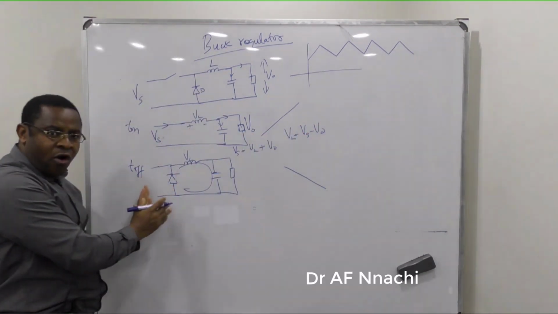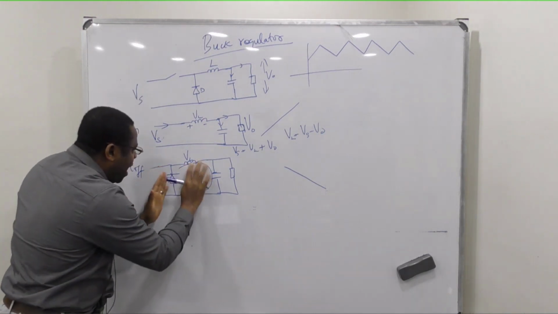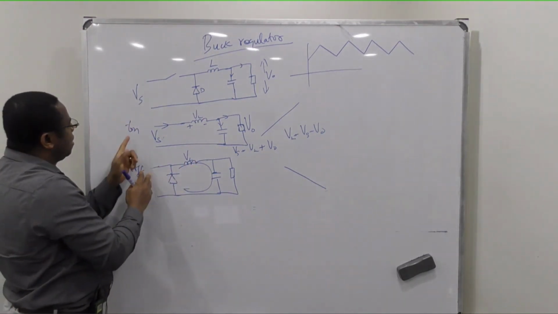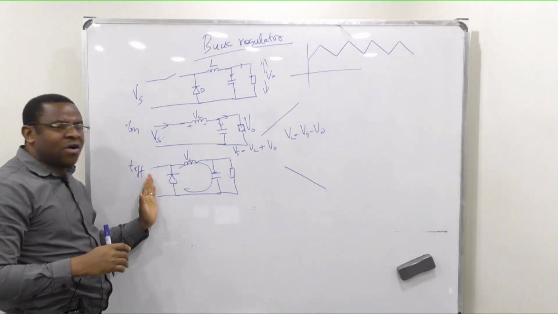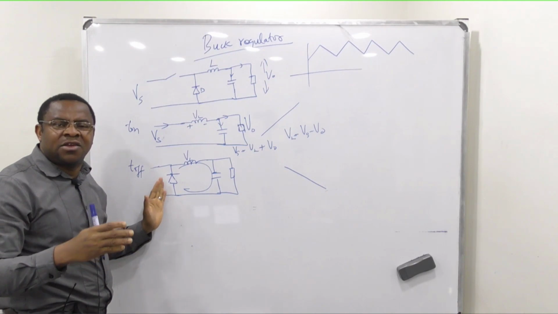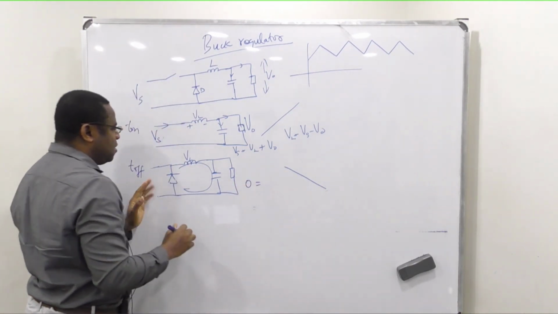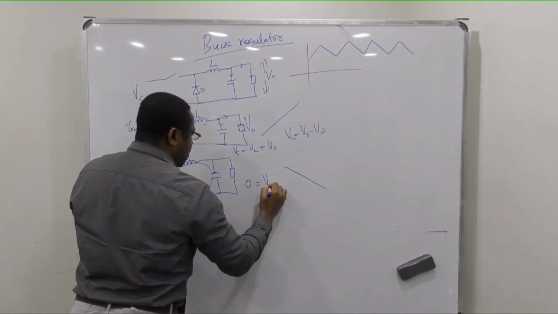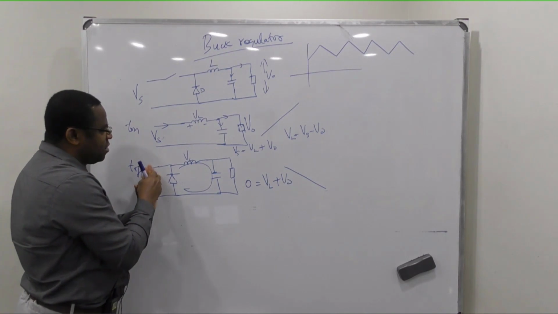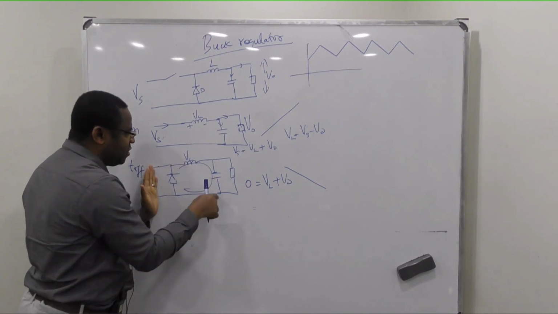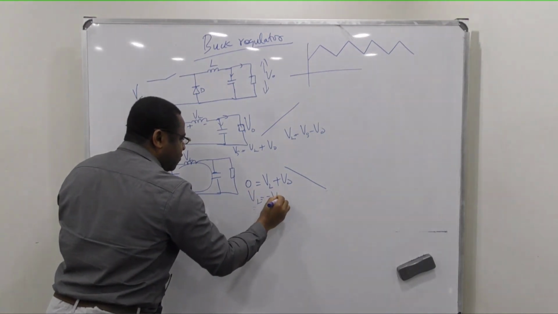At time off, we only have this, there is no Vs here. So our Vs equals 0. So 0 equals VL plus the voltage across here, which is your VO, because now there's nothing here. That means that VL is minus VO.